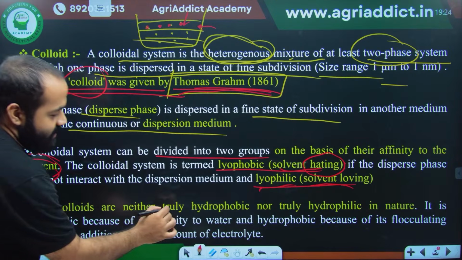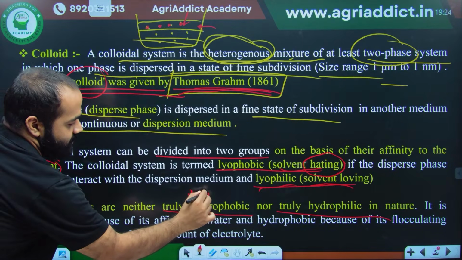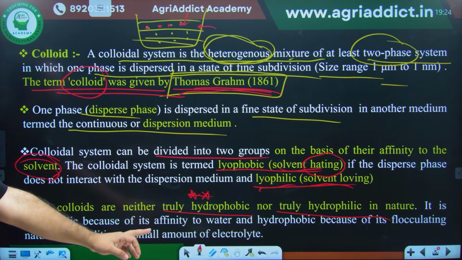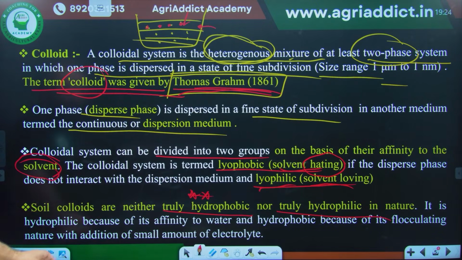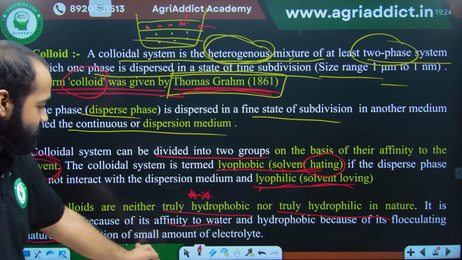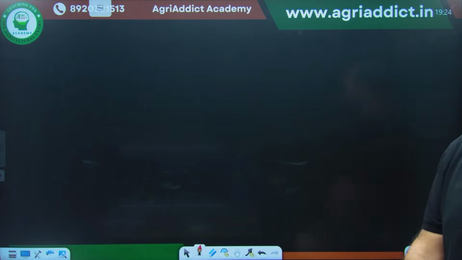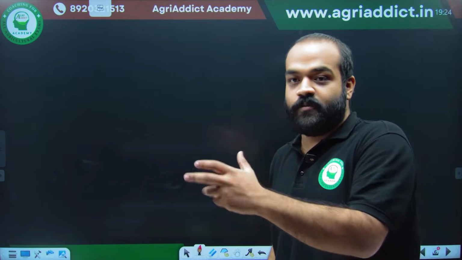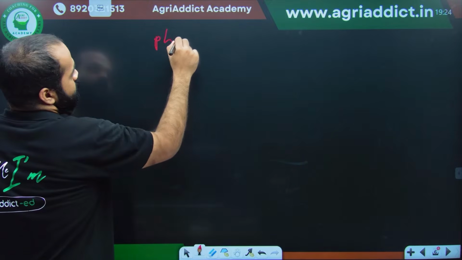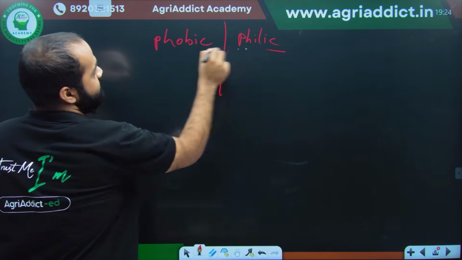Soil colloids are neither truly hydrophobic nor truly hydrophilic. This line is also very important. That's why I have made it in yellow for you. Soil colloids are neither truly hydrophobic nor truly hydrophilic because it has affinity to water, and hydrophobic because of its flocculating nature with addition of small amount of electrolyte. All right. So here we got to know lyophobic and lyophilic, but we have to see what is lyophobic and lyophilic because question might come. So one is phobic, one is philic.